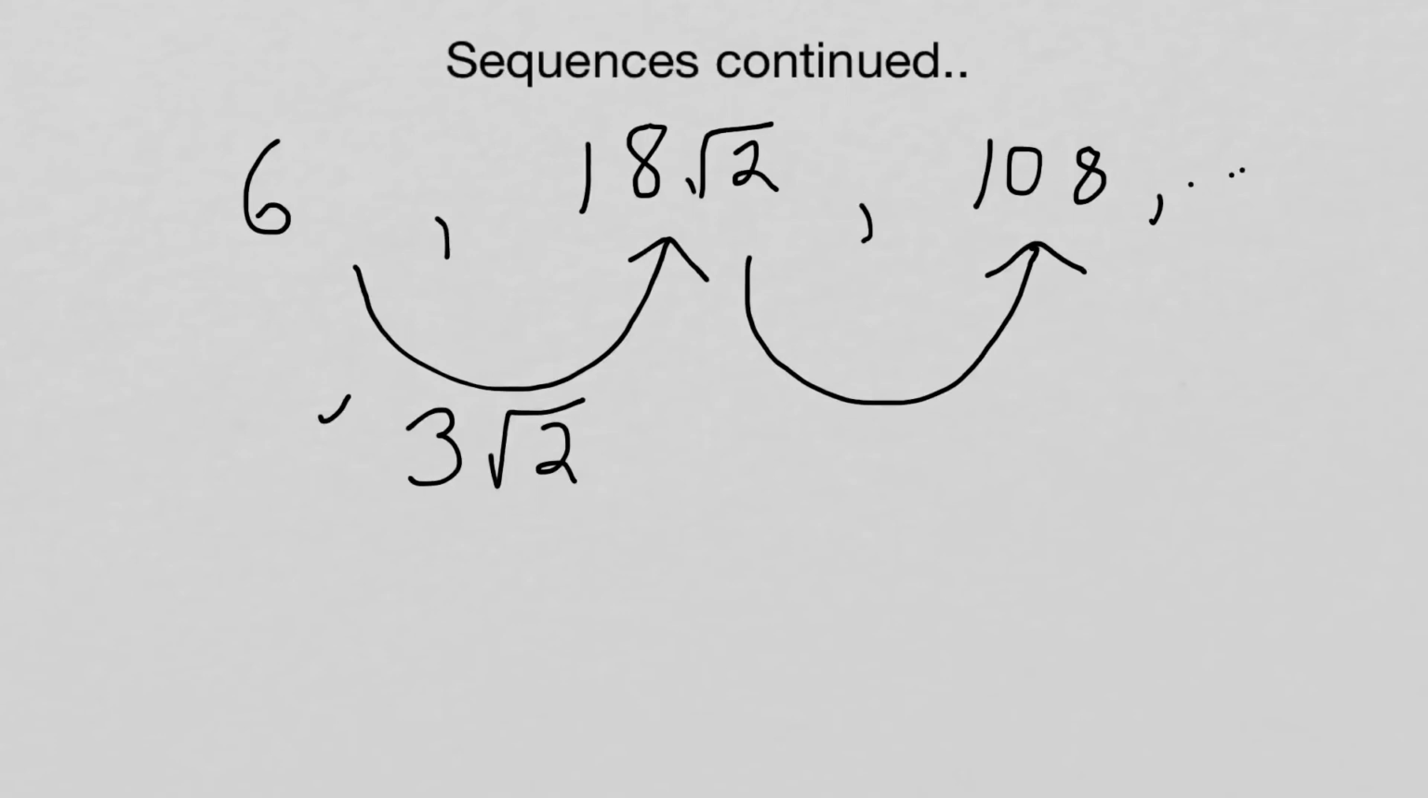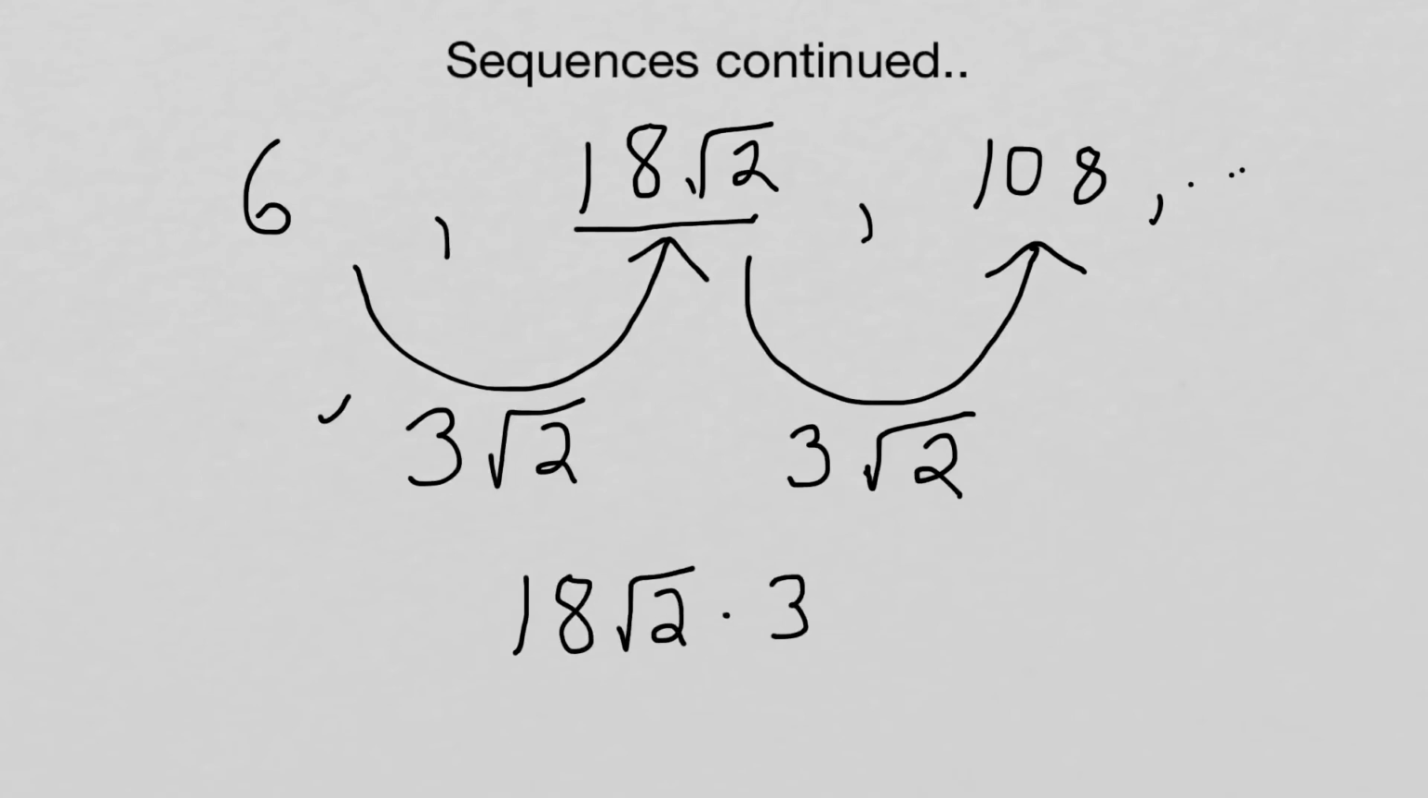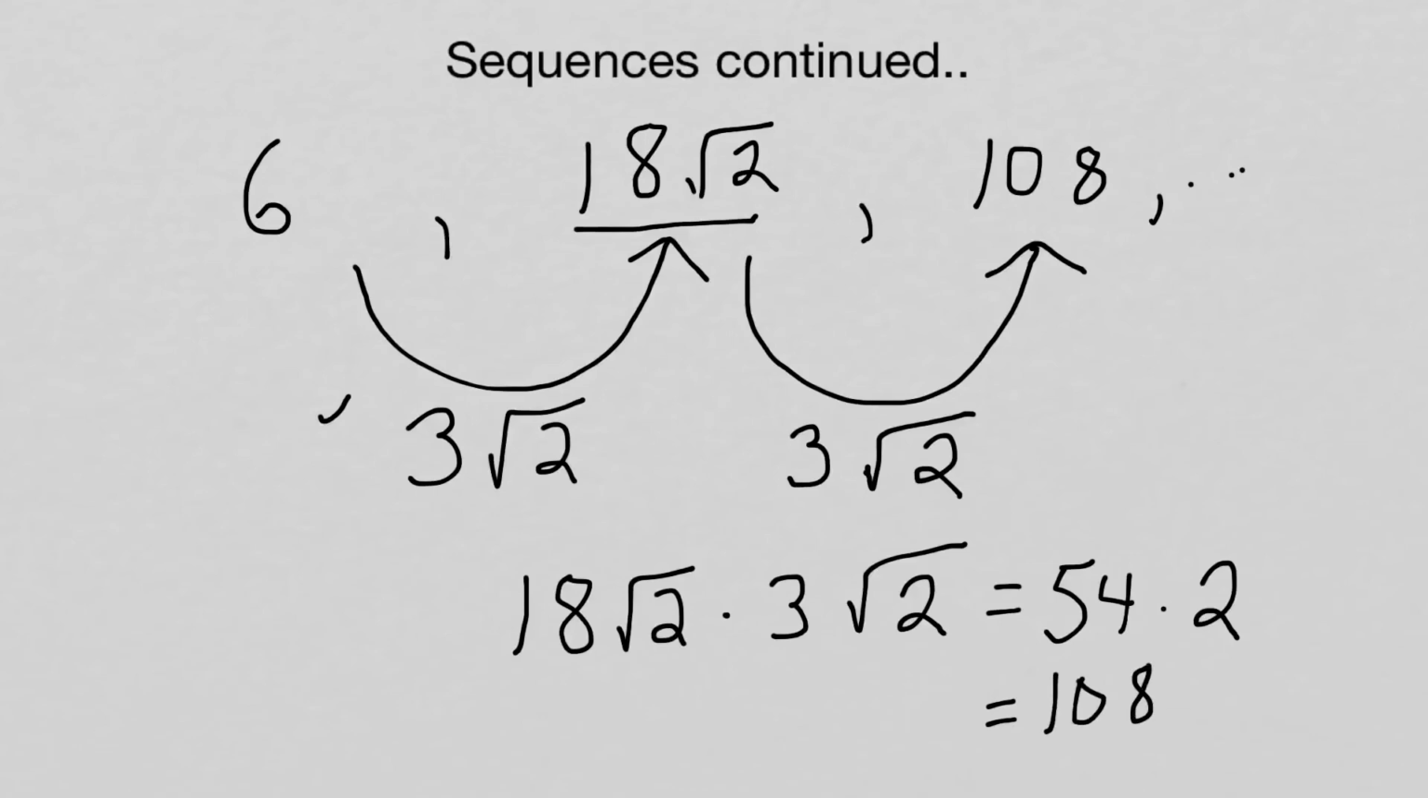Now, that'll be our answer if we multiply 18 square root of 2 times 3 square root of 2, and it equals 108. So let's check that out. 18 square root of 2 times 3 square root of 2 equals, let's do the numbers first. 18 times 3 is going to give you 54. Square root of 2 times the square root of 2 is going to give you 2. 54 times 2 is going to give you 108. So we're right. This is our answer: 3 square root of 2.